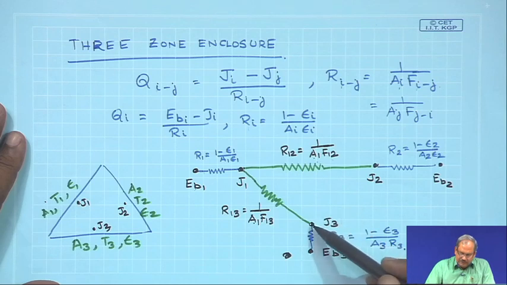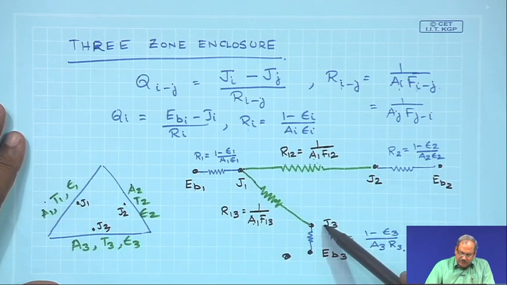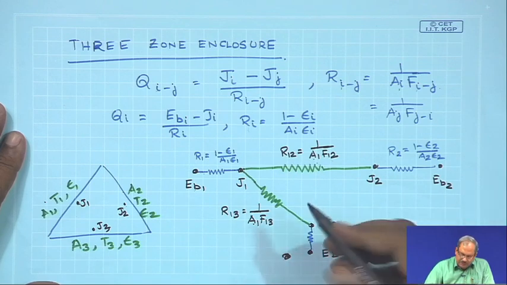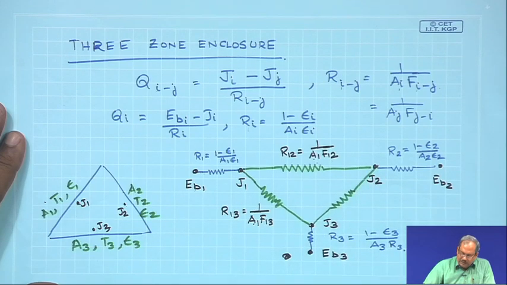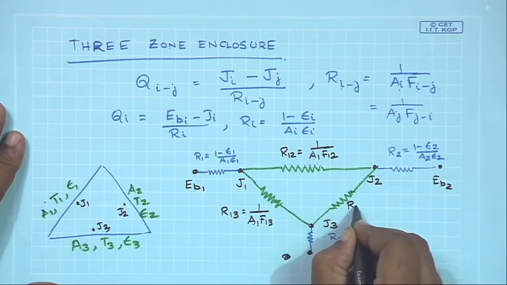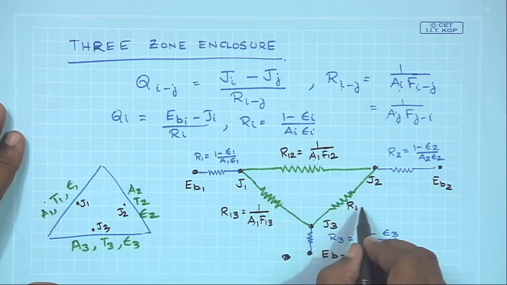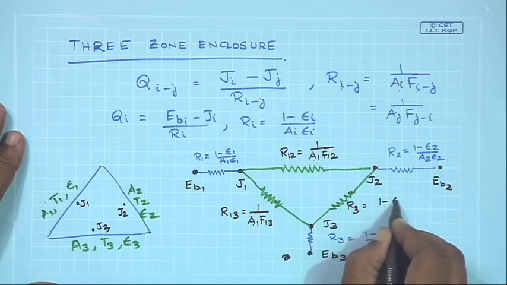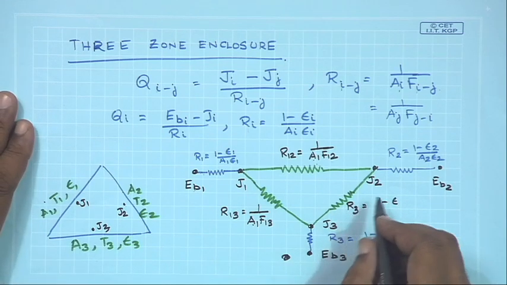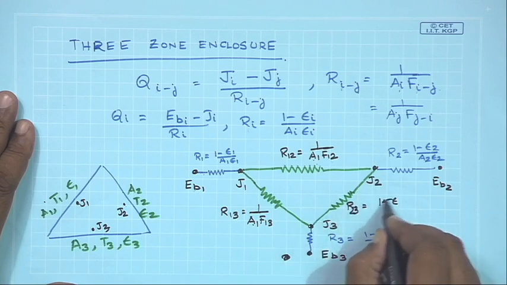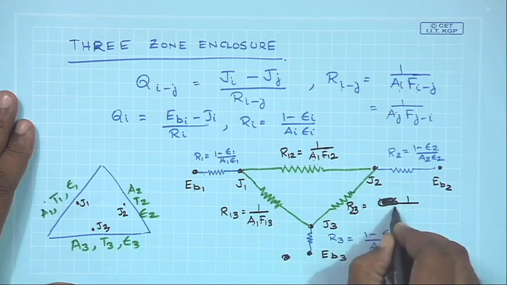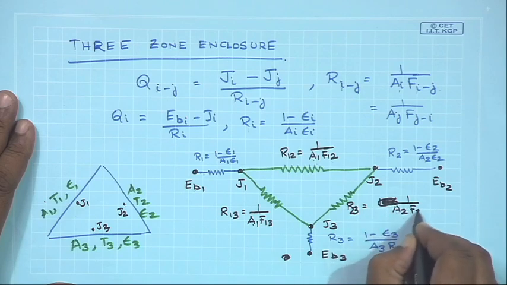The one thing that is remaining to complete this circuit is between J3 and J2. So, what is in between J3 and J2? There must be some resistance in here as well. This resistance, R23, between 2 and 3, can be expressed as 1 by A2 F23.